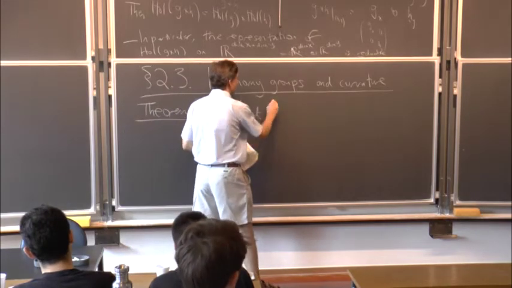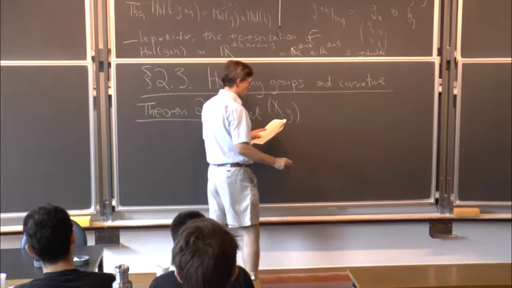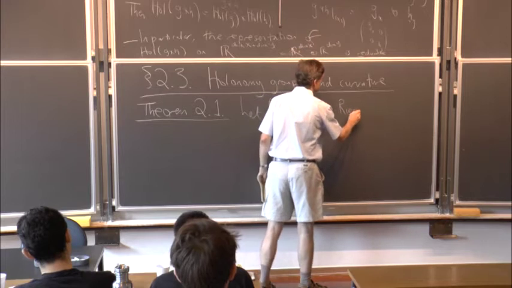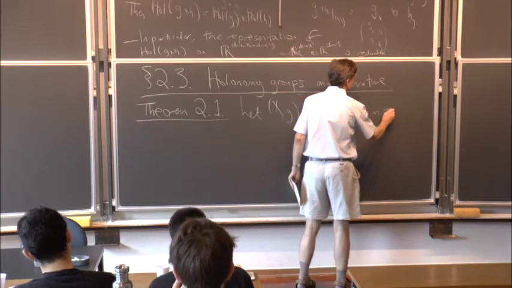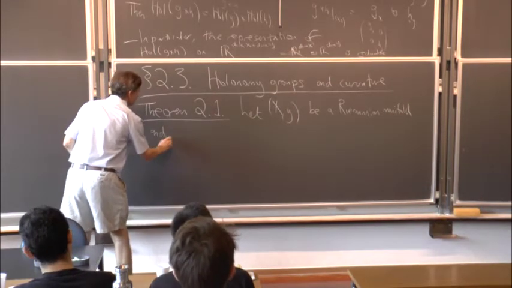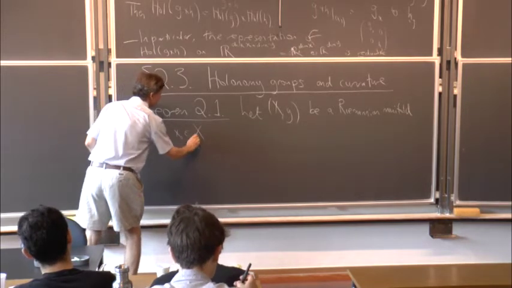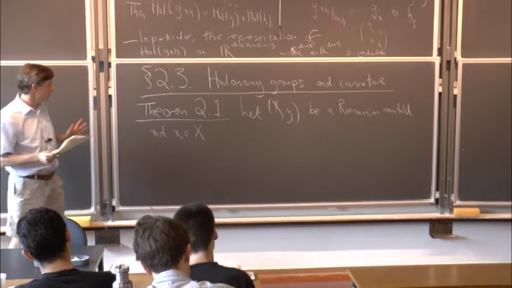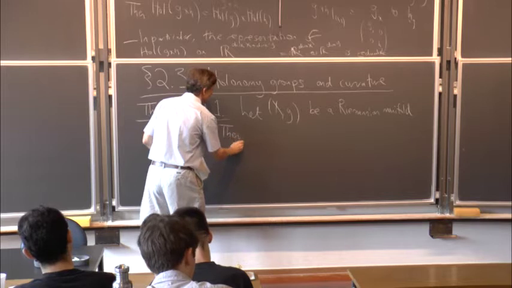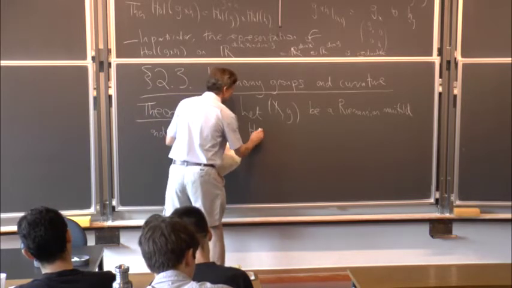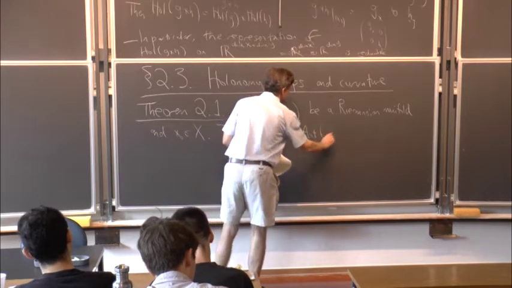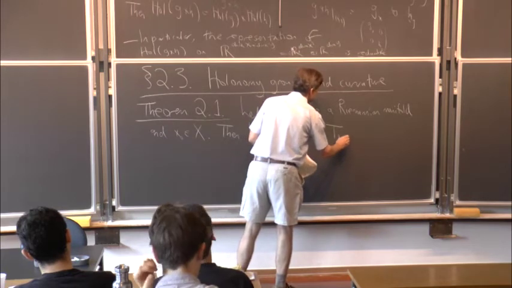Let (X, g) be a Riemannian manifold. And let's pick some base point little x0 in big X, which is the base point we use to define the holonomy group of g. So then the holonomy group of g sits inside the automorphism group of the tangent space to X at x0.